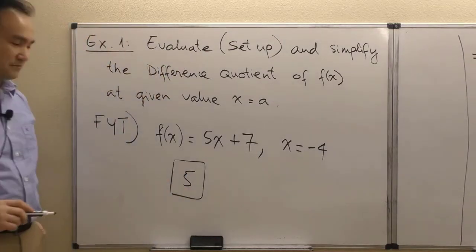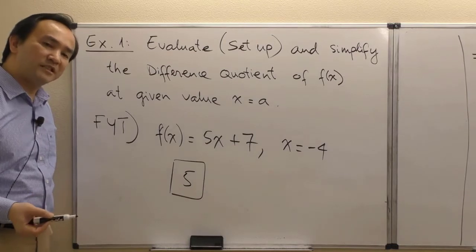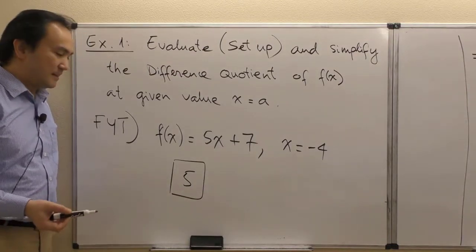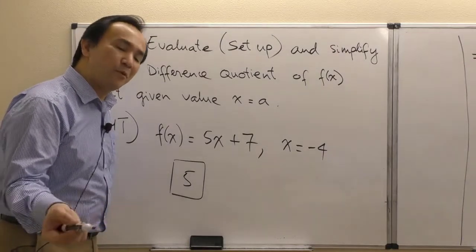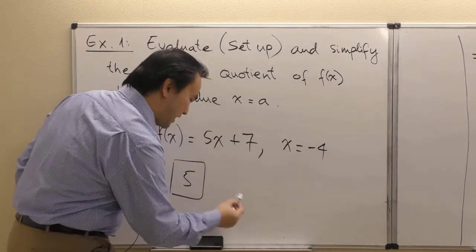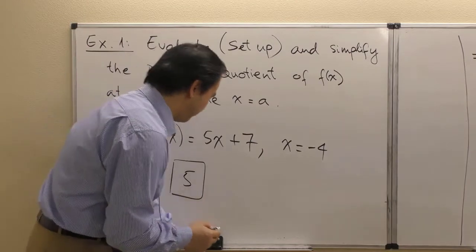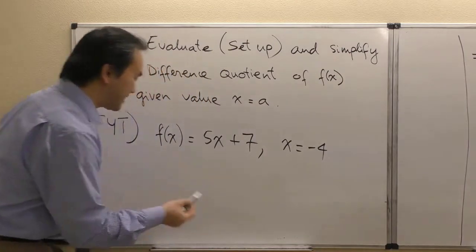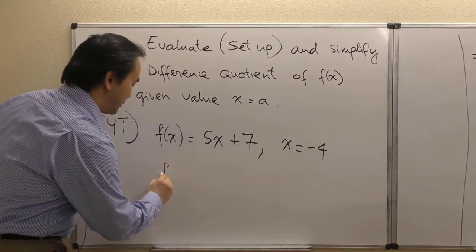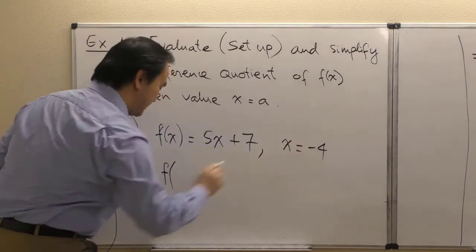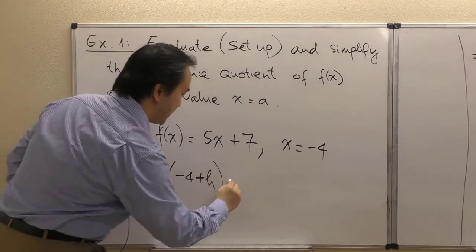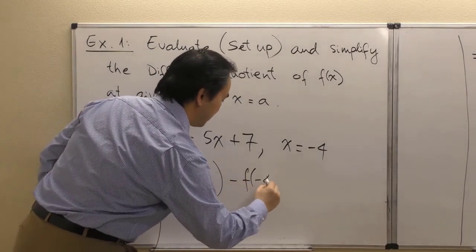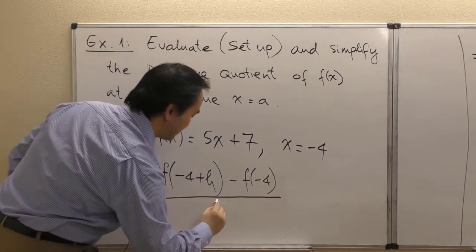And that's our final simplified difference quotient after we set it up. But how about I'm going to be a little nicer than how I initially planned to be. The starting setup is going to look as following. The starting setup is going to be f at, we're given x equals negative 4, so f of negative 4 plus h minus f at negative 4 over h.